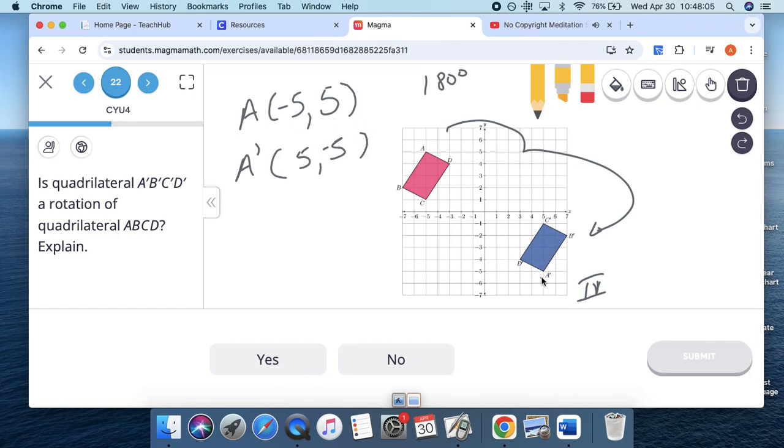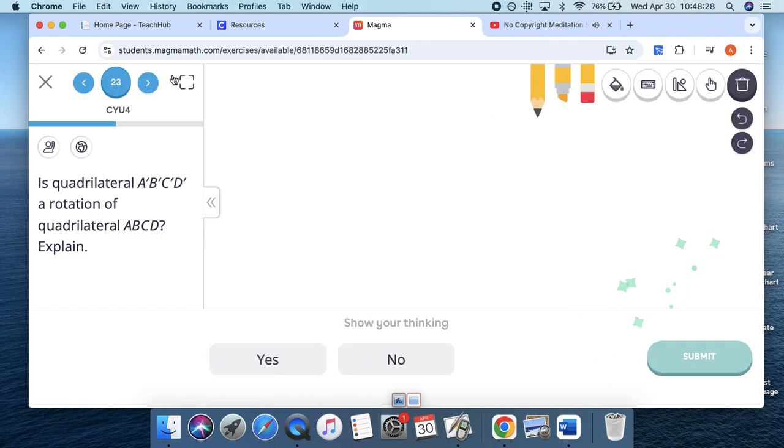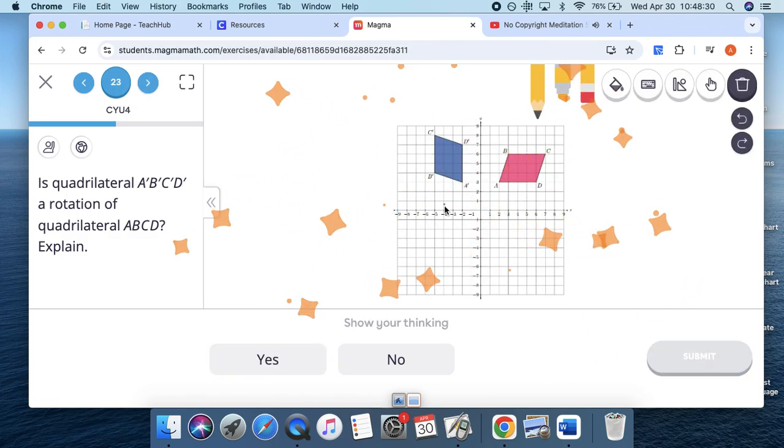Is that true? Yes, it is. Let me do one more point. Point C is negative 5, comma 1. After a rotation of 180 degrees, you switch the numbers twice, so it still becomes 5 and 1, but let's adjust the signs. C prime would be 5, comma, negative 1. Is that what's happening here? Yes, it is. So the answer is yes.